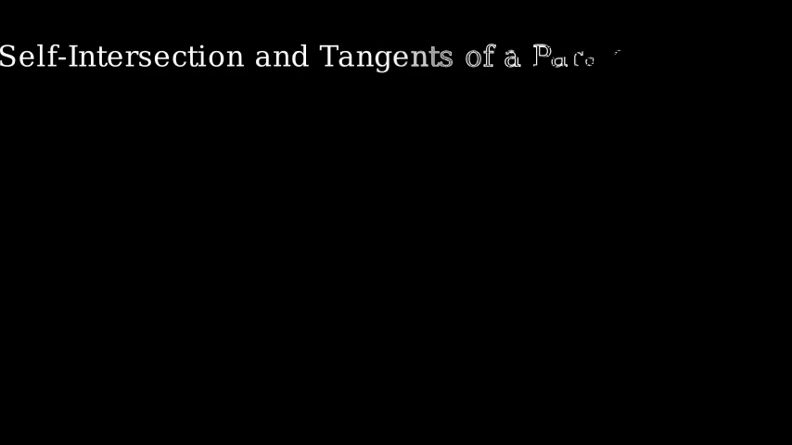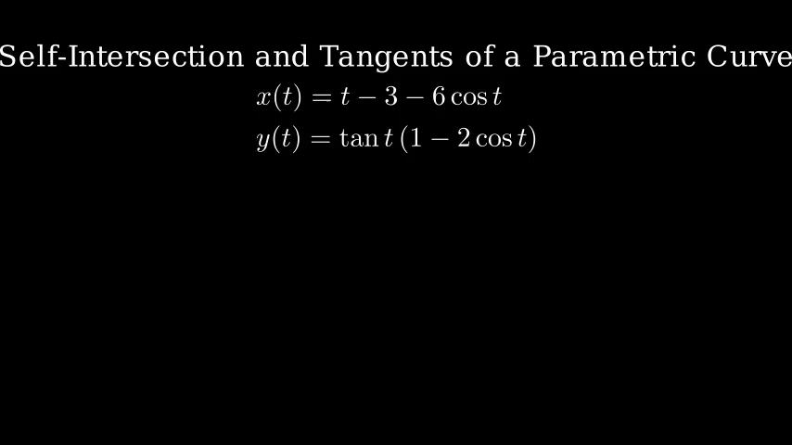Part 1. A parametric curve crosses itself, and we want the two tangent lines at the crossing point. We are given the parametric equations x of t equals t minus 3 minus 6 cosine t, and y of t equals tangent t times the quantity 1 minus 2 cosine t. The problem statement says the curve crosses itself at some point p, and that the tangent lines at p are y equals x plus 3 and y equals negative x plus 3.